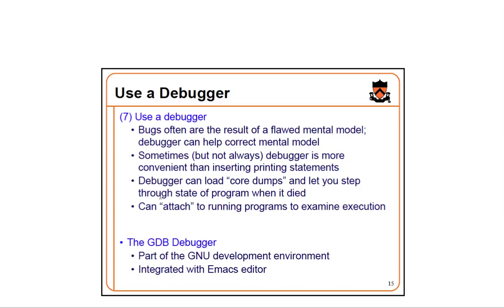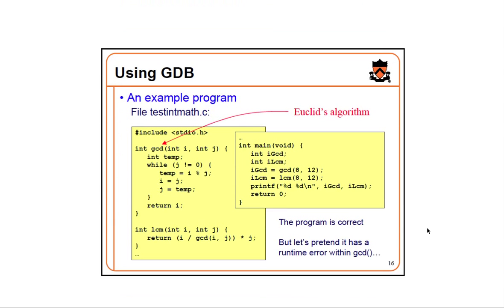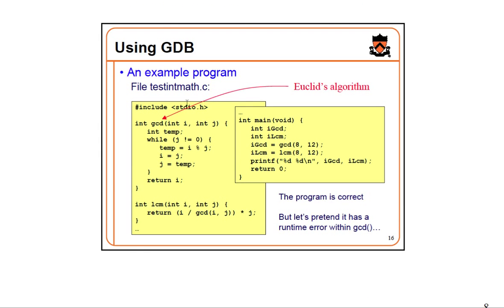We can also use debuggers with programs that are already running and maybe exhibiting a logical error. They're not crashing, but we're getting the wrong answers, and we can attach the debugger to it while it's running and then examine variables and stuff like that. The simplest debugger around, not necessarily the easiest to use, is the GDB debugger, which is part of the GNU development environment, the environment we're using with GCC. It's even integrated with the Emacs editor. So it's available on almost all Linux systems, so that's one we can use.